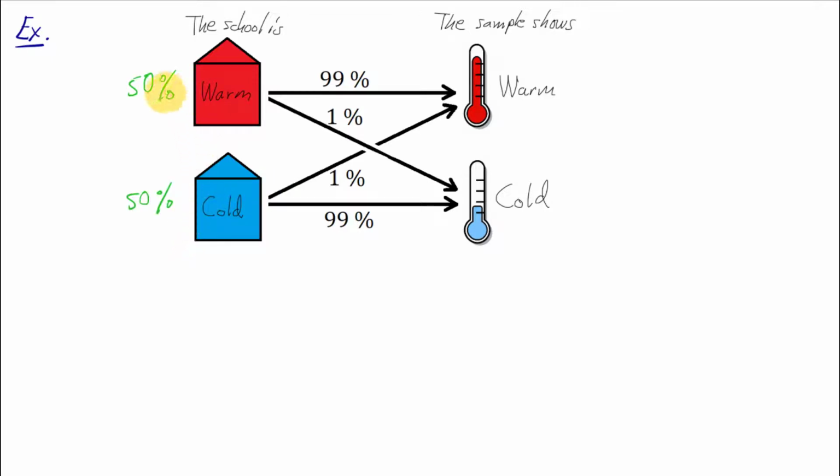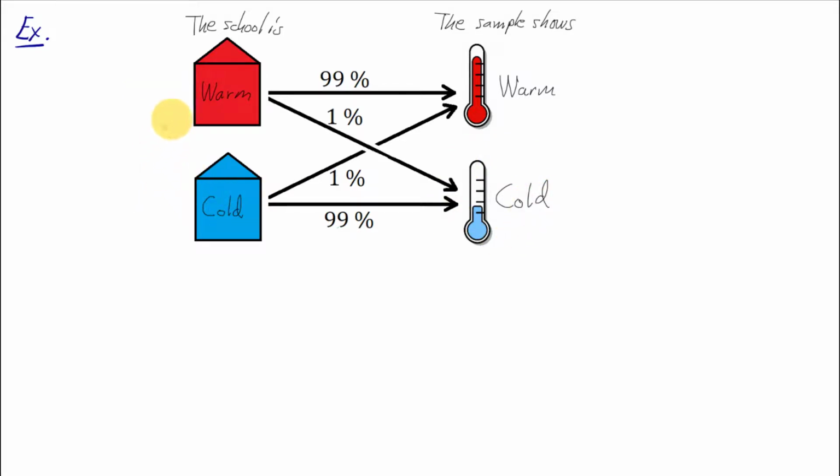Assume that you have background information that says that it's equally likely that the school is warm as it is cold. Then, given that the sample tells us that the school is cold, the probability calculation gives us that it's 99% likely that the school is cold. So in this case, it is a high probability for it being cold, given that we got a cold sample.